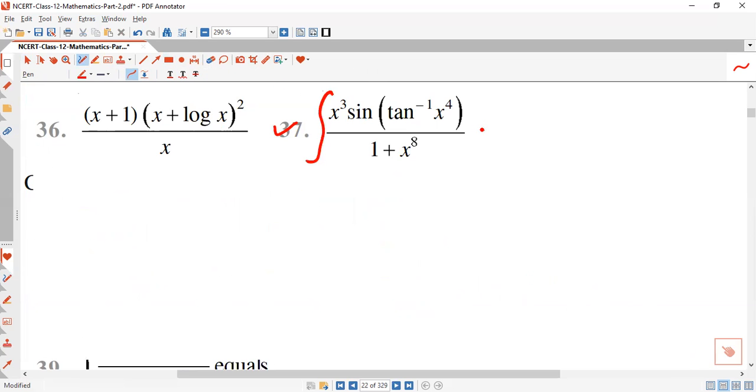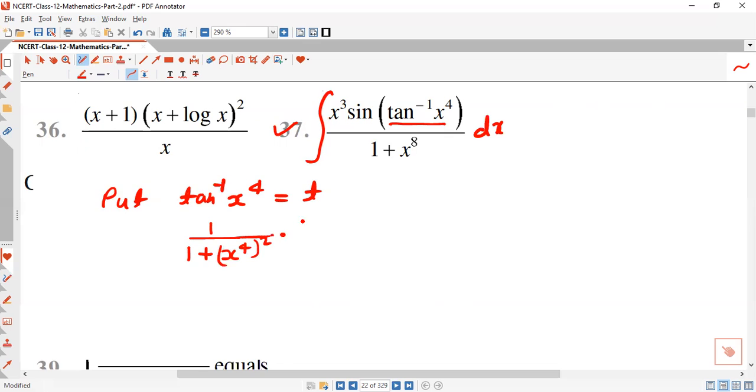You see there's a sine function, and this angle is given. Naturally, we have to take this angle as t, because we have no formula for solving these questions. So always we take the argument of the function as t: tan inverse x raised to 4 equal to t. So differentiating, we get 1 upon (1 plus x raised to 4) whole square into 4x cube dx equal to dt.